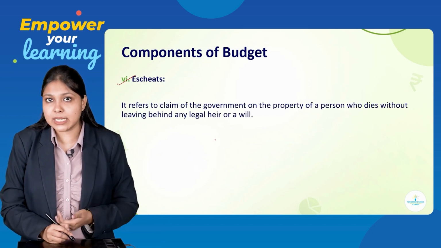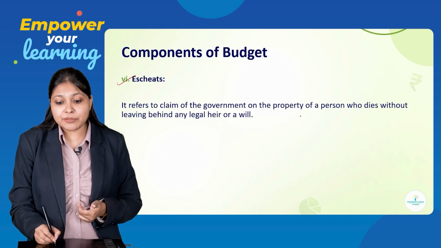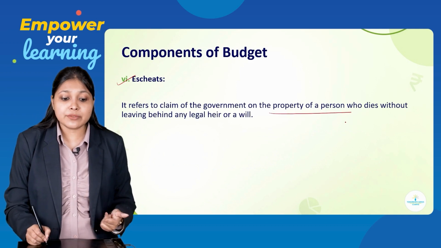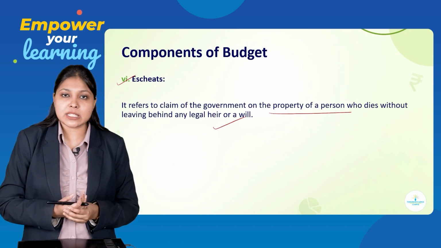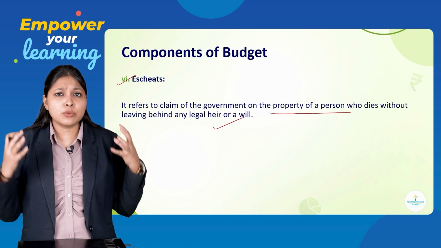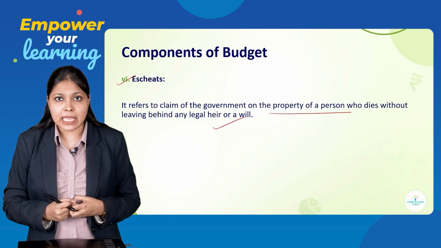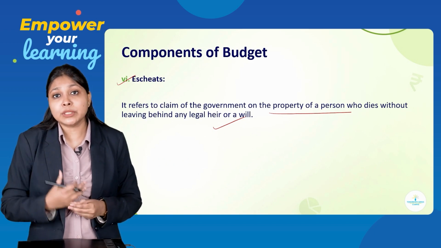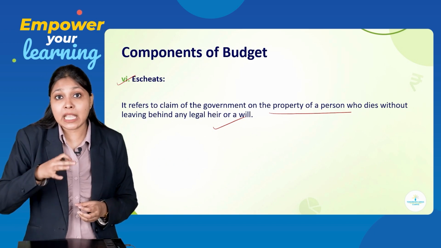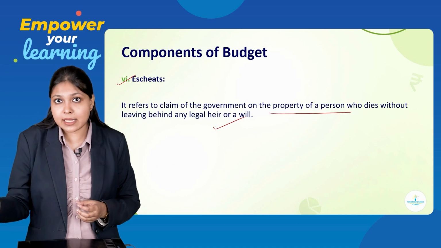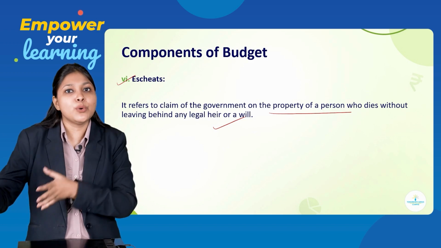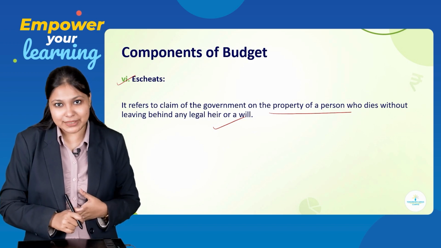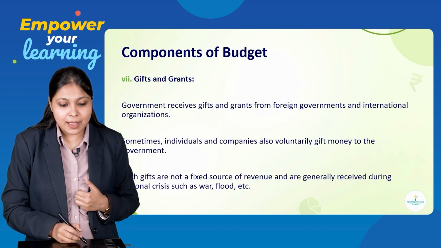Then come escheats. It refers to the claim of the government on the property of a person who dies without leaving behind any legal heir or a will. See, there is a possibility that a person who possesses too many properties or too much money, and there is nobody to take over his properties or his money once he has passed, he is no more. So in that case, everything goes into the hands of the government. So again, it's a source of income.